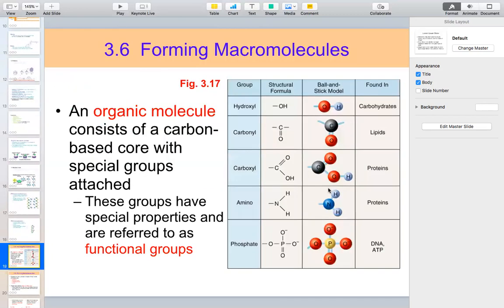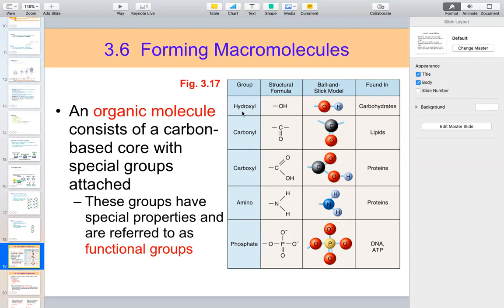Okay, so here are some of the organic molecules that consist of a carbon-based core and some of their special groups. So this is how macromolecules are formed. Again, here are our amino acids. They're made up of the amino group, which is important for proteins, and the carboxyl group. Remember, that's what we saw on the amino acids. We see a carbonyl, which is a carbon double bonded to an oxygen. So anytime you hear the word carbonyl, you know it's a carbon double bonded to an oxygen.